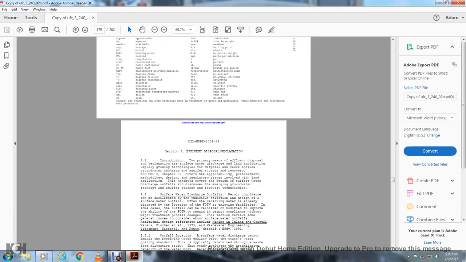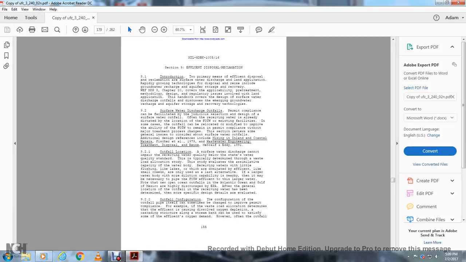In Section 9, effluent disposal and reclamation.